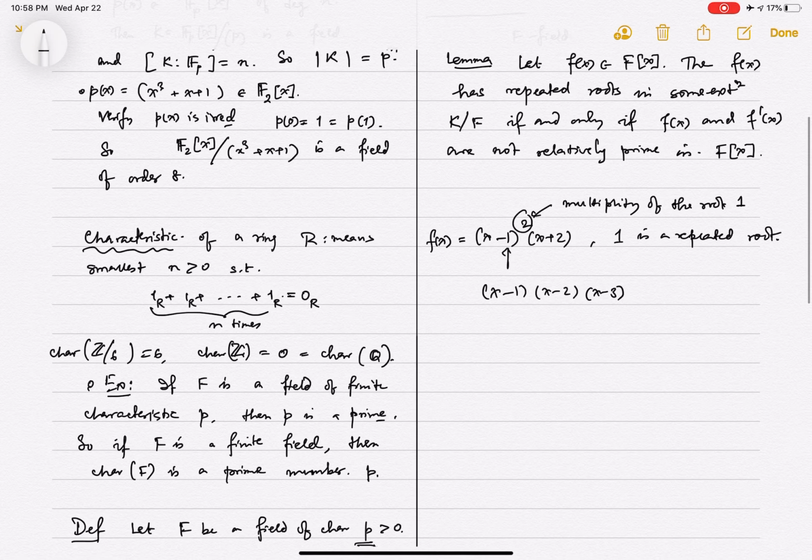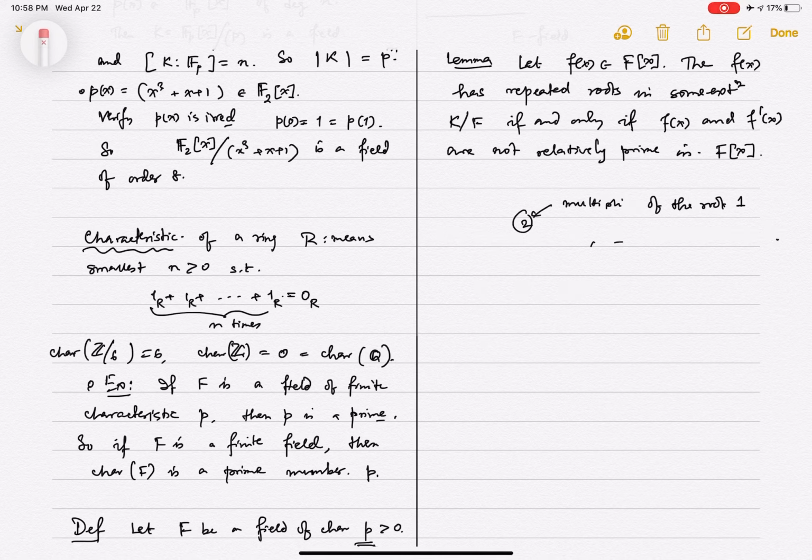And you know this actually, that if it has a repeated root, that means that the square divides, so the derivative would still be divisible by x minus 1. So x minus 1 will be a common factor of f(x) and f prime of x. And that's essentially the proof. Maybe I can write down a little bit, at least one way. And then I'll let you look at the rest.